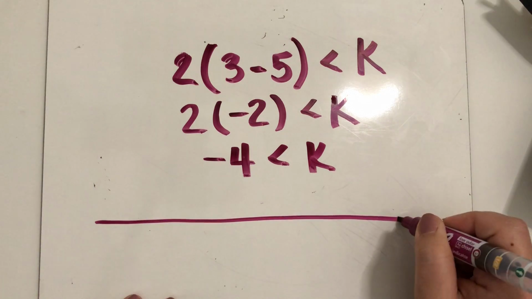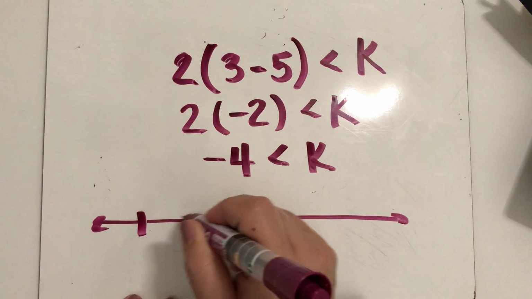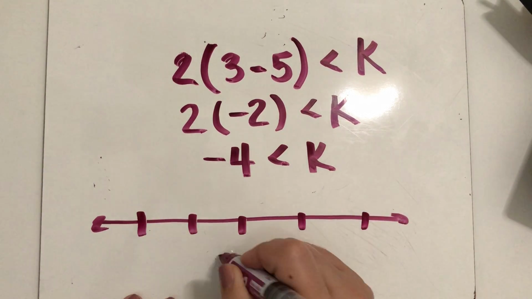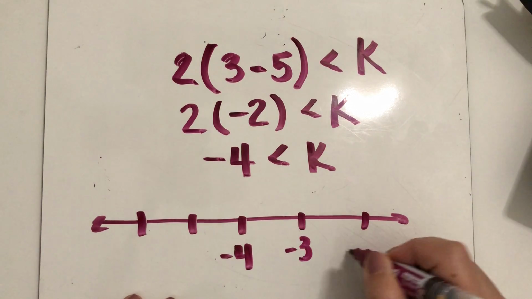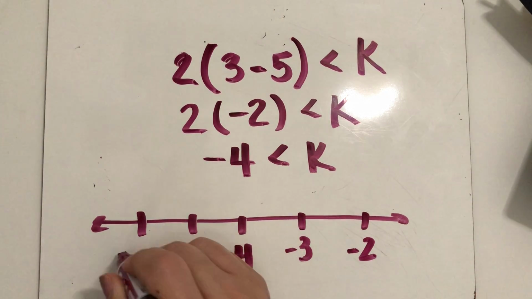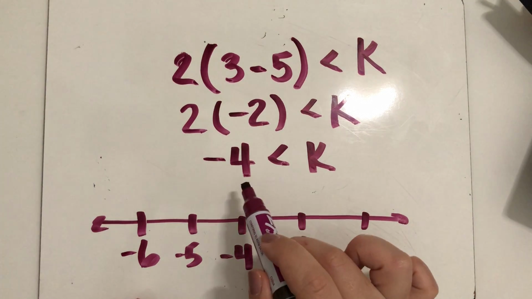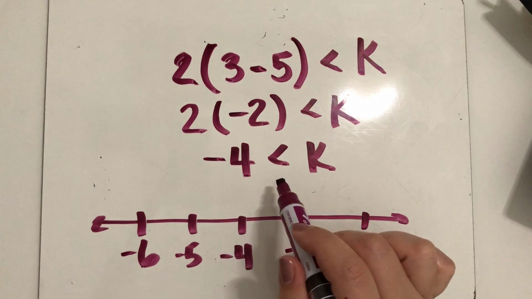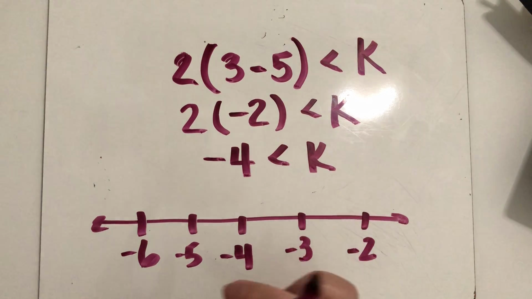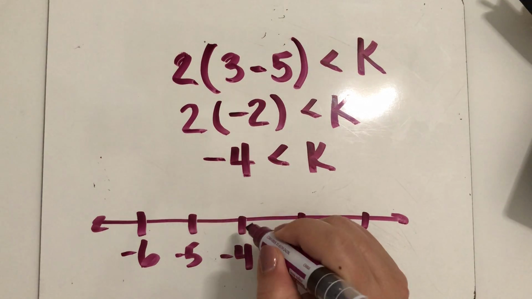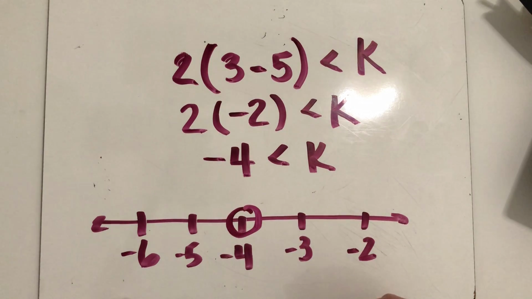So again, I'm going to draw out my number line. Got my marks here. And I filled in my number line. Now, I know that my solution is negative 4. I'm dealing with an inequality sign that's either less than or greater than. It means I'm going to put an open circle.